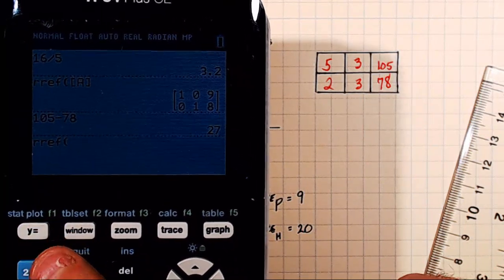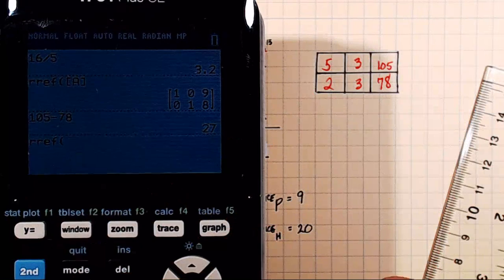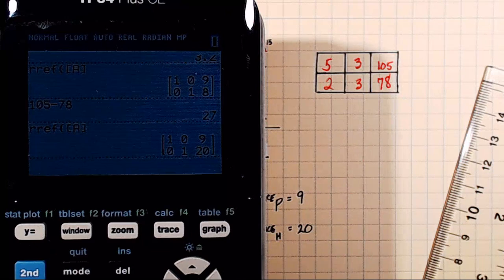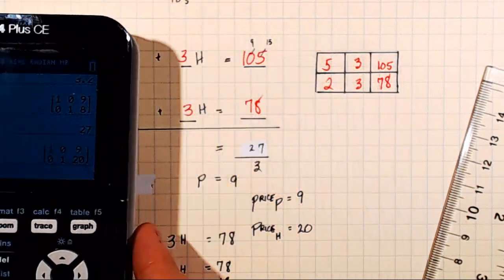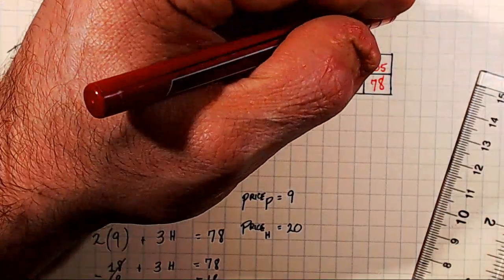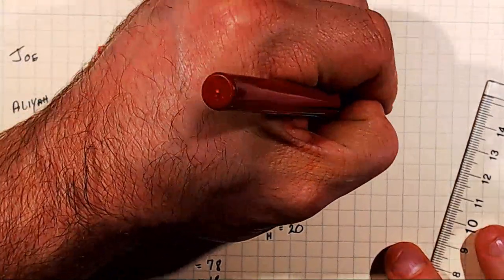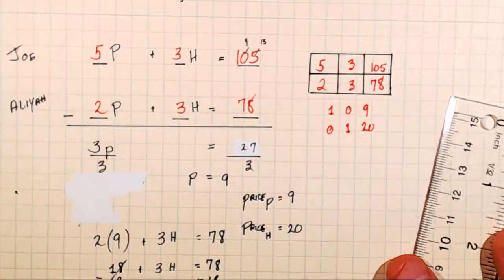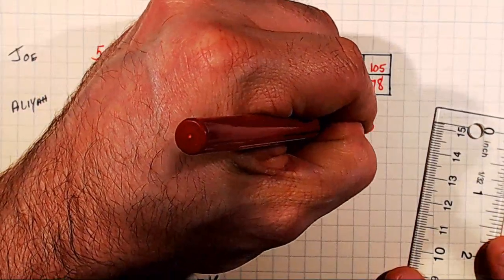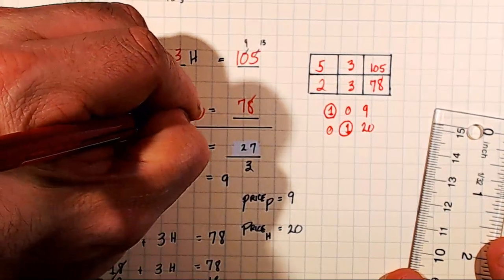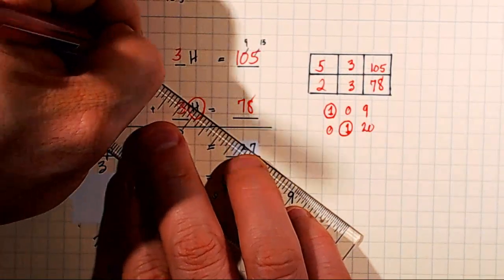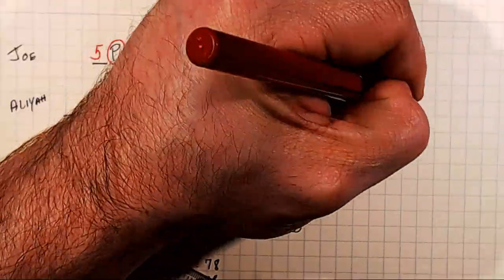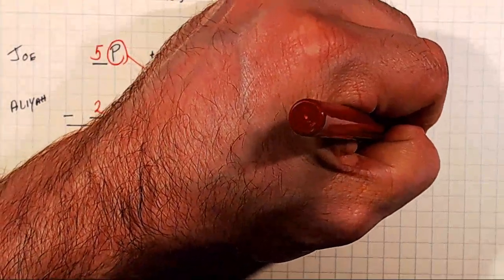Second mode to quit, then second matrix, go over to math and go down to RREF. Then again, hit enter on that. Then when you're back on the main screen, hit second matrix and enter for A and enter one more time. So you get 1 0 9 and 0 1 20. Again, the same way these ones relate to one another, the same way P and H relate to one another. That's how I know that this is equal to P and this is equal to H.